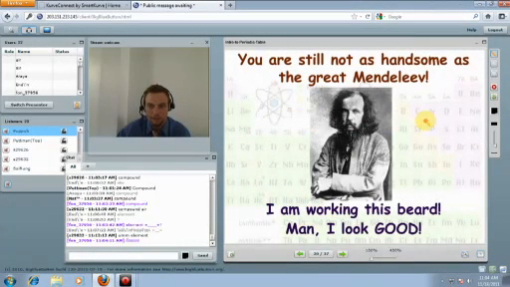You're still not as handsome as the great Mendeleev. I am working this beard. Man, I look good. Yeah, this guy has a very impressive beard. One of the best I've seen in quite some time.